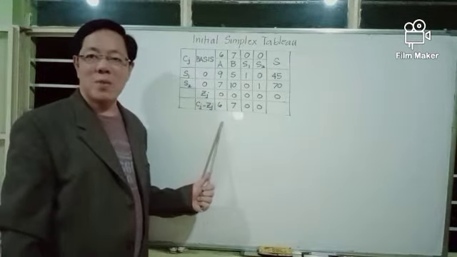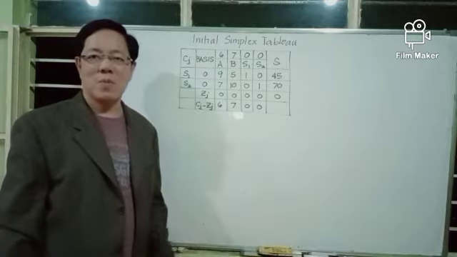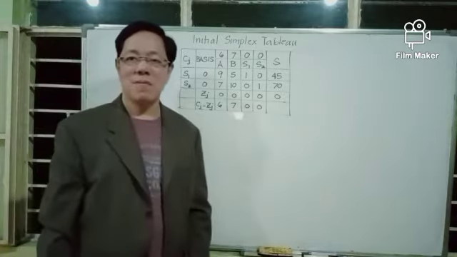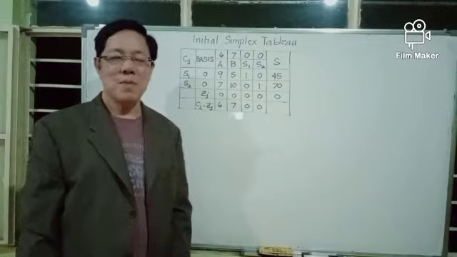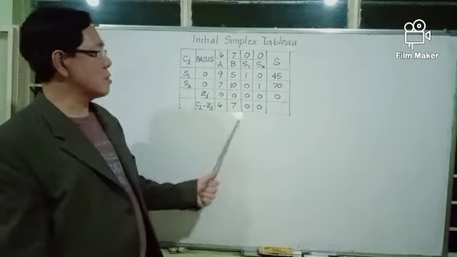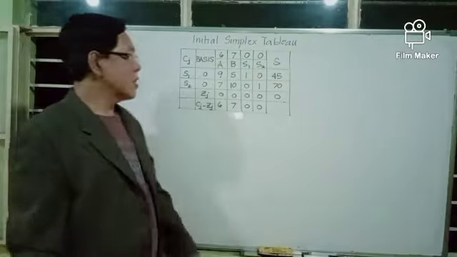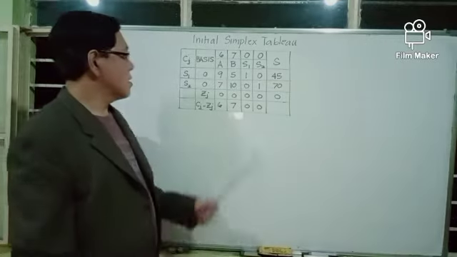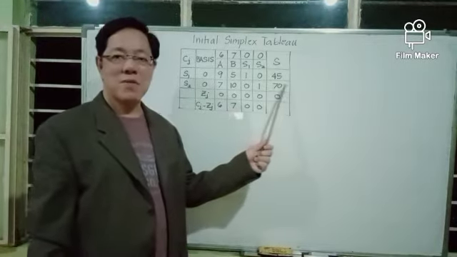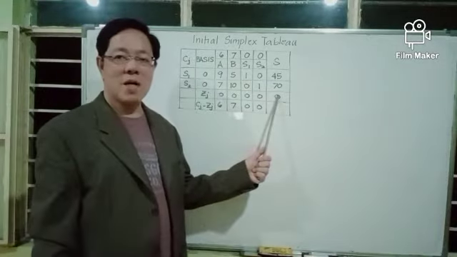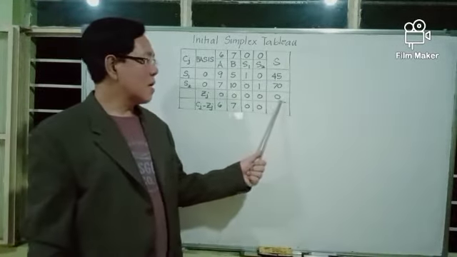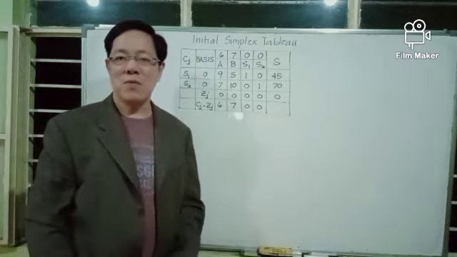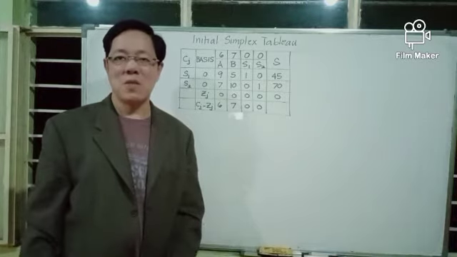From the initial simplex tableau, we will now develop the second simplex tableau to search for an improvement on the value of our objective function. Initially, for the initial solution corresponding to the initial simplex tableau, the values of the decision variables a and b are 0. The slack variable S1 has a value of 45. S2, the second slack variable, has a value of 70, and the objective function initially has a value of 0.